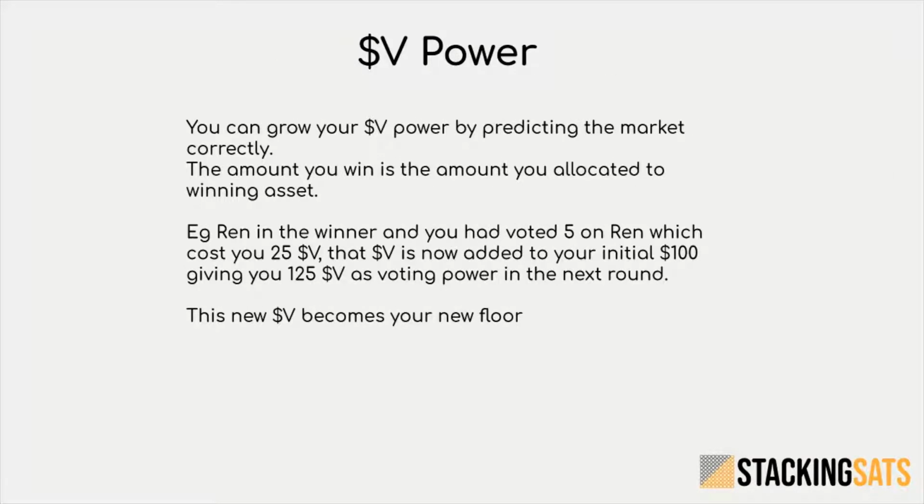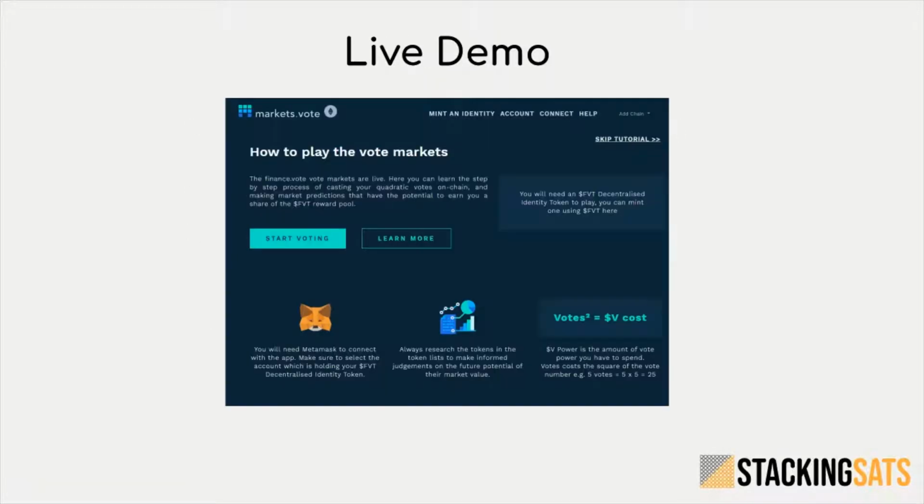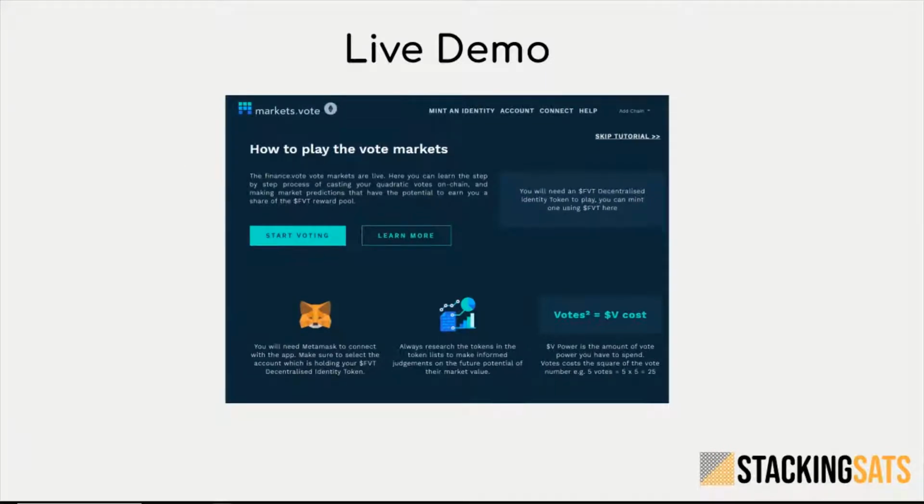So your V power can grow by predicting the market correctly, and the amount you win is the amount you allocated to the winning asset. Any new V power you gain gets added to your original V power, and that becomes your new floor. So that becomes your new minimum that you start voting from. So now that we've covered a bit of what we needed to know, let's have a look at a live demonstration.